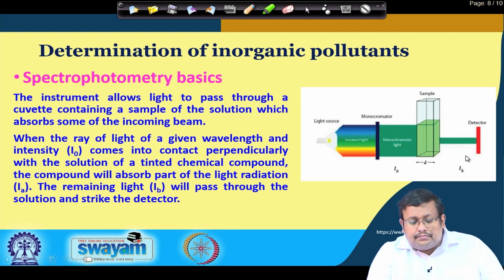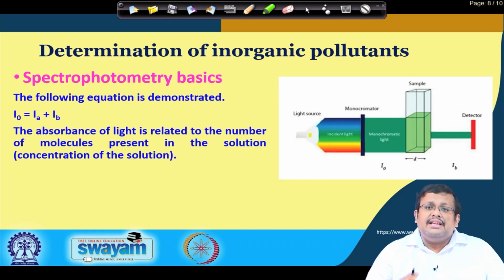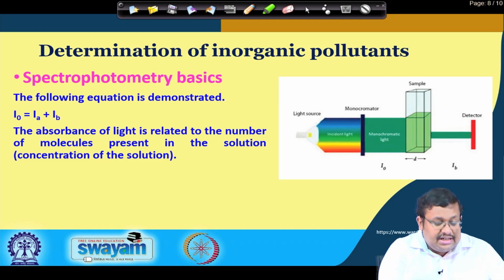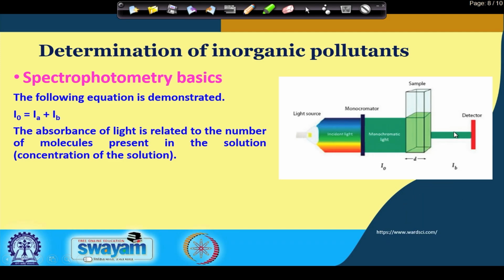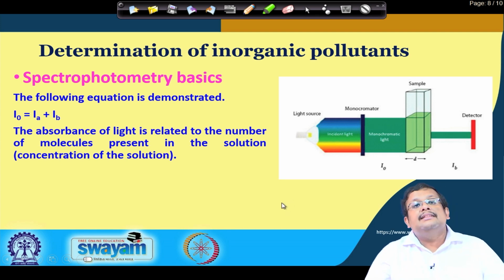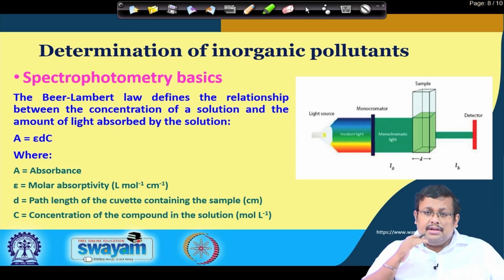So, this is the basic idea. Considering all these things, the following equation can be demonstrated: I0 equals IA plus IB, where I0 is the total, IA is the absorbed intensity and IB is the transmitted intensity. Absorbance of light is related to the number of molecules present in the solution, in other words, the concentration of the solution. So, the Beer-Lambert law defines the relationship. I told you that Beer's and Lambert's laws are the basic laws which govern spectrophotometry.